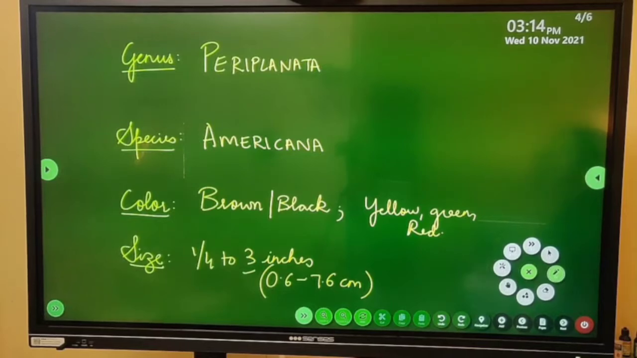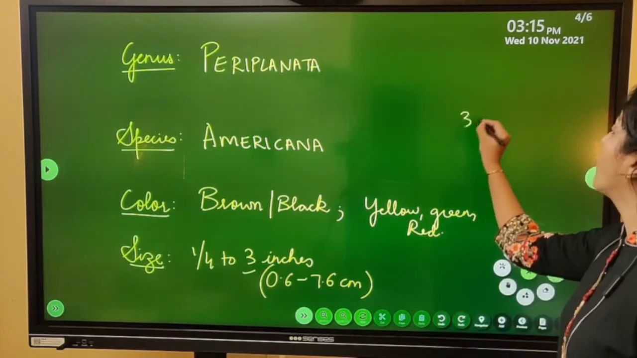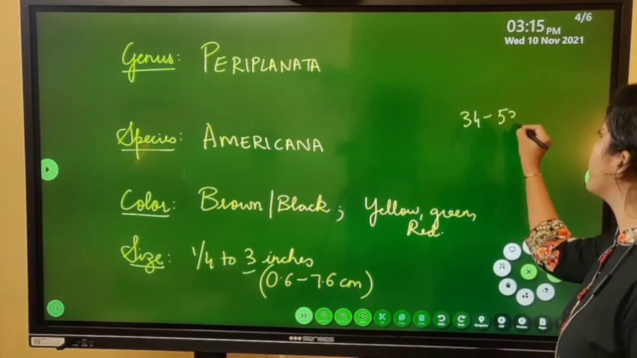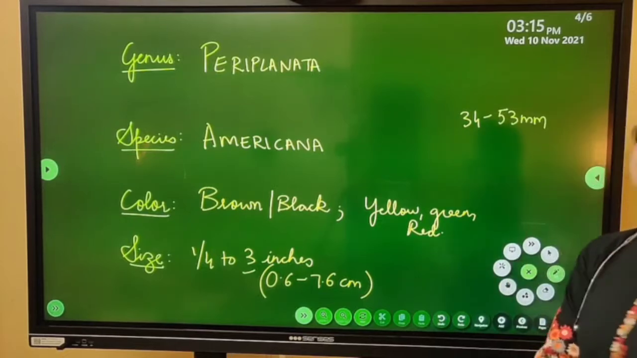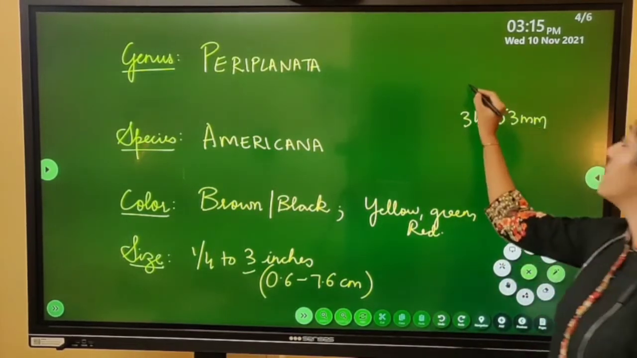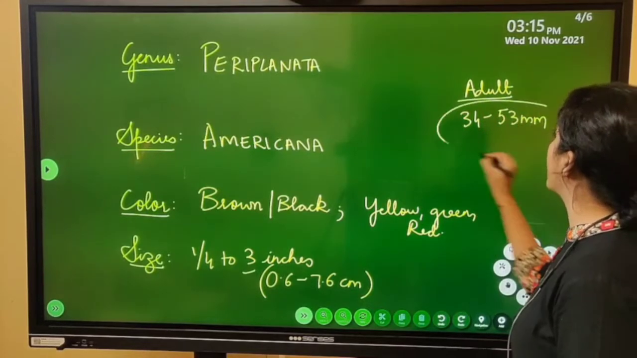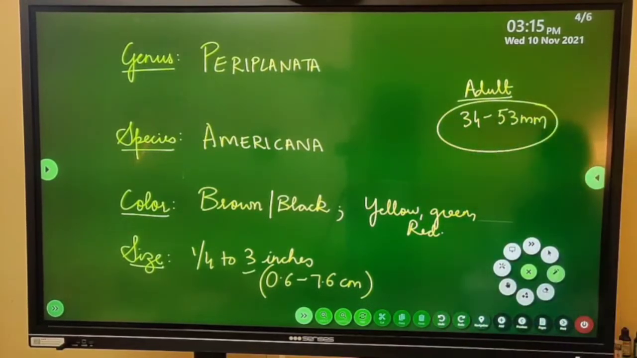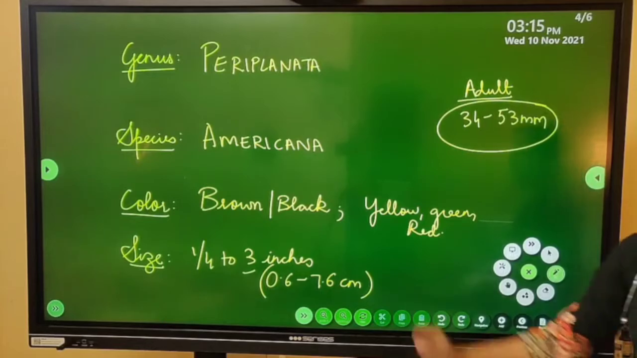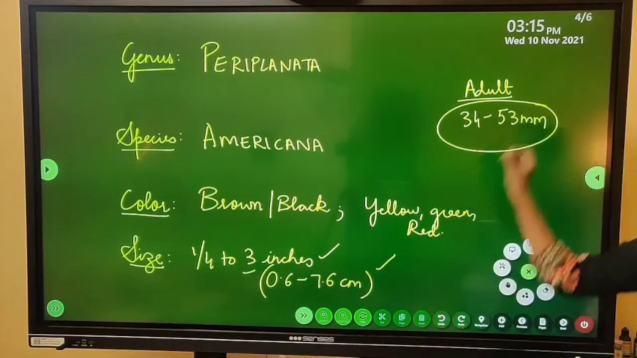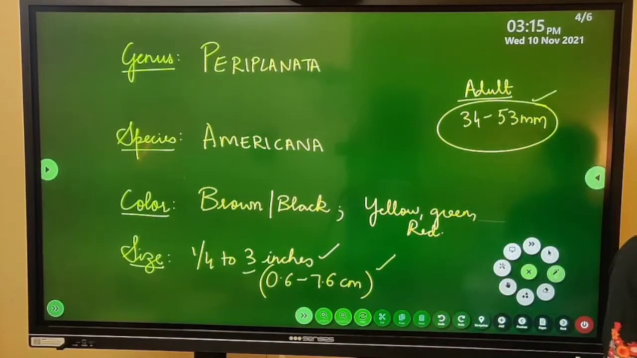All right. And this Periplaneta americana, इसके adult की length, अगर हम mm में देखें, in millimeters, it will be 34 to 53 mm. So all these three values, in inches, in centimeters and in mm, you will remember.